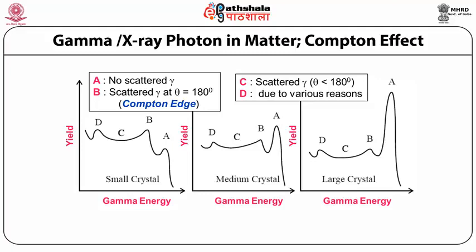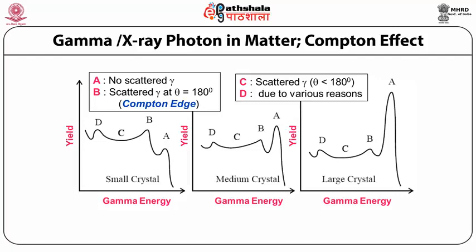So now if we observe the behavior of incoming photon of a given energy in three different sizes of detectors, then we observe that the nature of A, B, C, D portion changes with the size. In the case of small size detector, A, which is also termed as the photo peak, is very small in size because detector size is small, because of which all gamma photons do not get trapped inside it and there is less photoelectric effect.